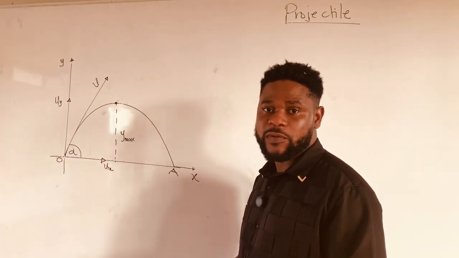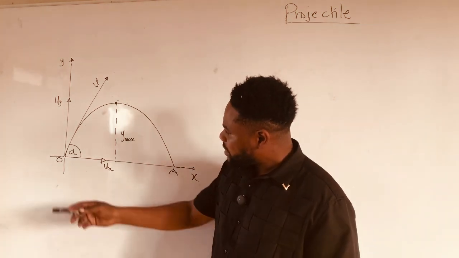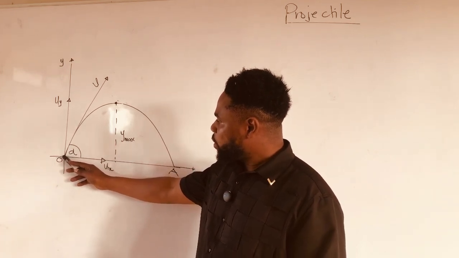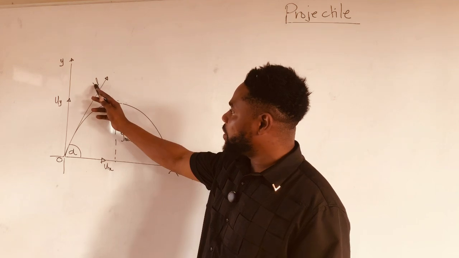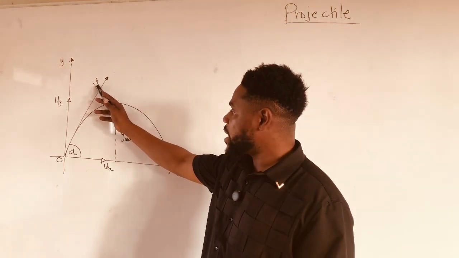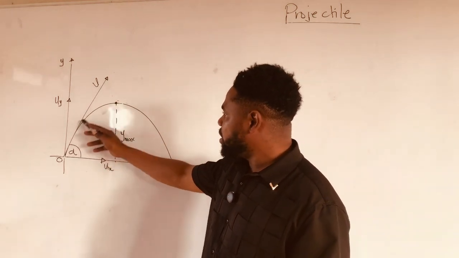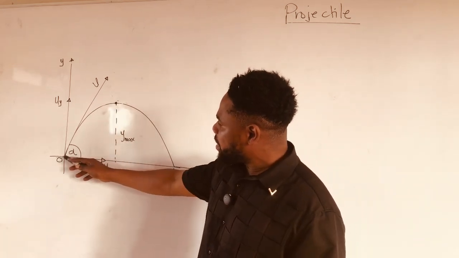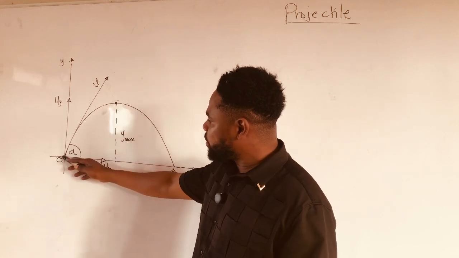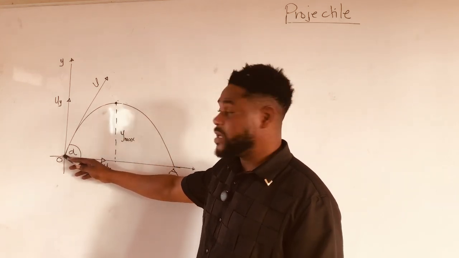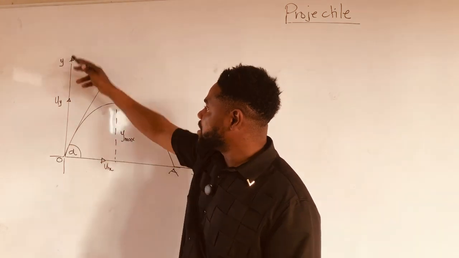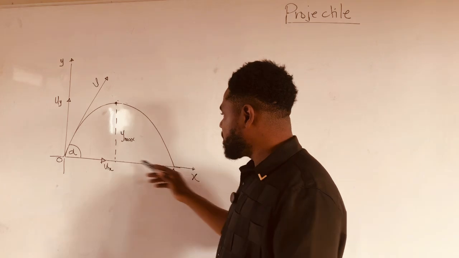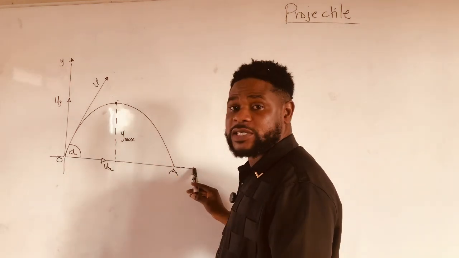some equations for projectile. Now let us consider a body at point O, which is given an initial velocity u, all right, and the body moves in a parabolic manner, as we can see. Now as the body moves, we can resolve its initial velocity in the vertical direction, and we can also resolve it in the horizontal direction.